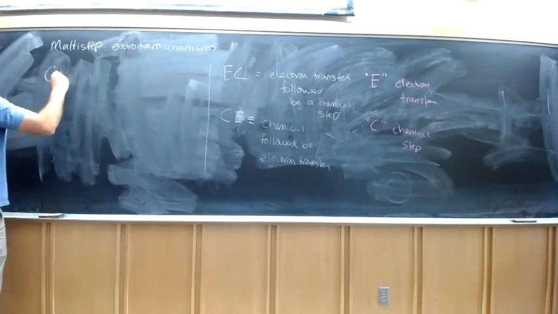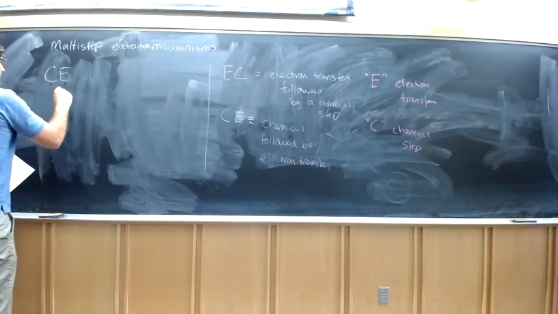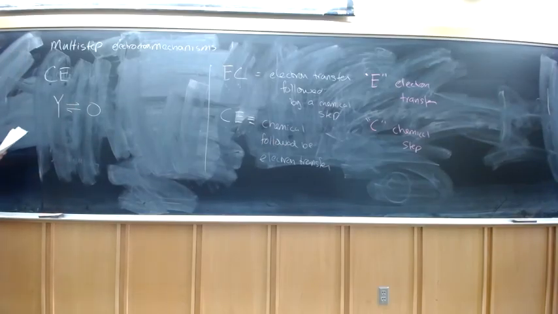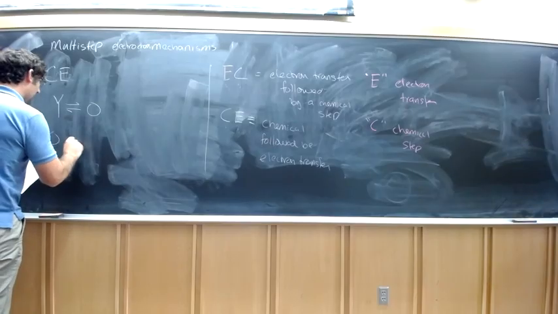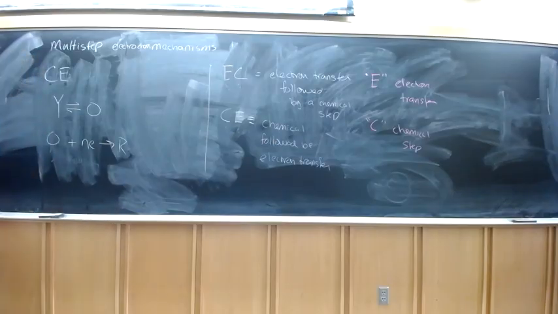Let's do a CE reaction. Okay? That's a chemical step followed by an electron transfer step. So imagine we have some species Y in equilibrium with O. So this O can react with electrons to give you R. Right? So what's the chemical step here? Y goes to O. Right? And this is the E step, the electron transfer step. So the availability of O, right, is going to depend on this pre-equilibrium, so-called chemical pre-equilibrium. You see this a lot. The thing you actually react is not the thing that you put in the electrolyte.